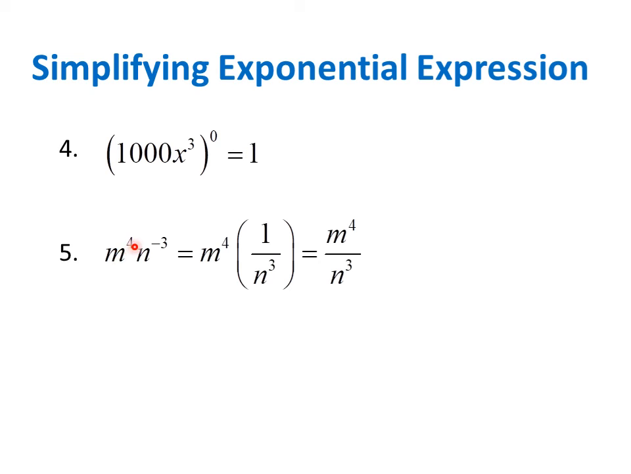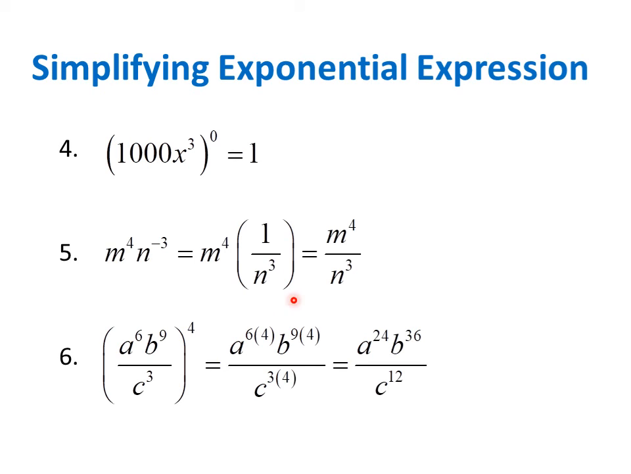Next, we have m to the 4 times n to the negative 3. To simplify an exponential expression, all exponents must be positive. So we have to make this exponent positive. So let's copy m to the 4. And we know from one of the laws of exponents that if we want to make the exponent of a variable positive, we can get its reciprocal. So we multiply m to the 4 by 1 over n cubed. That is the reciprocal, but this time with a positive exponent. To simplify, let's multiply these two. So we have m to the 4 over n cubed.